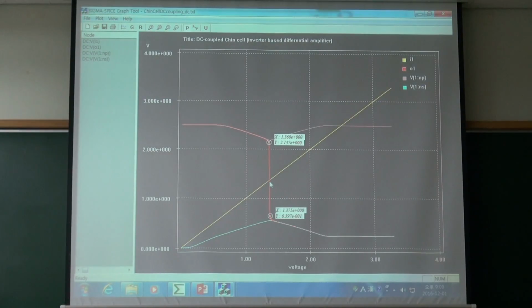Yeah, what is the logic threshold? The logic threshold is around here. Is it around half of VDD? No, it is 1.37 because of mismatch in threshold voltage, okay?